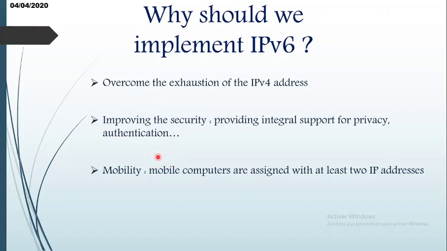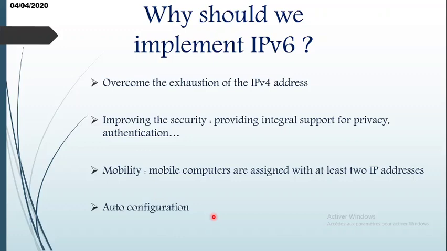Not just these two things, but also IPv6 provides mobility. Mobile computers are assigned at least two IPv6 addresses. One, the home address, which is permanent, and the other is the link local address used temporarily. And also IPv6 provides what we can call auto configuration. IPv6 adds the concept of dynamic assignment of part of the address space based on geographic and topographic features of a given physical connection.